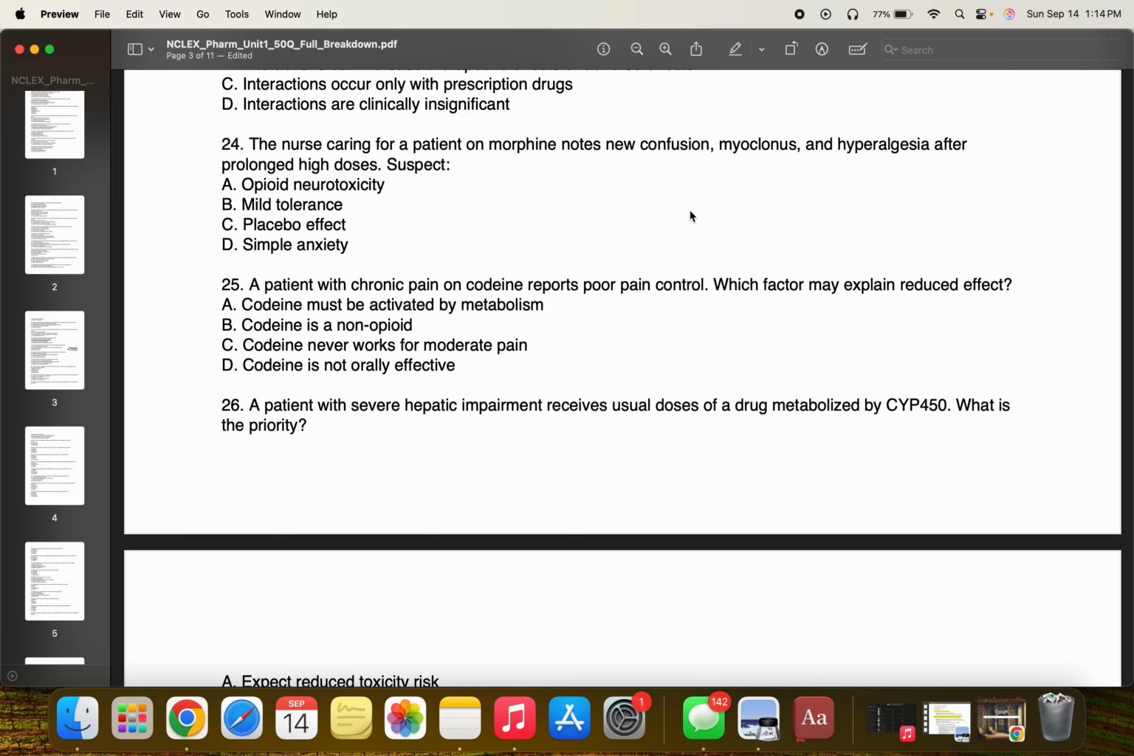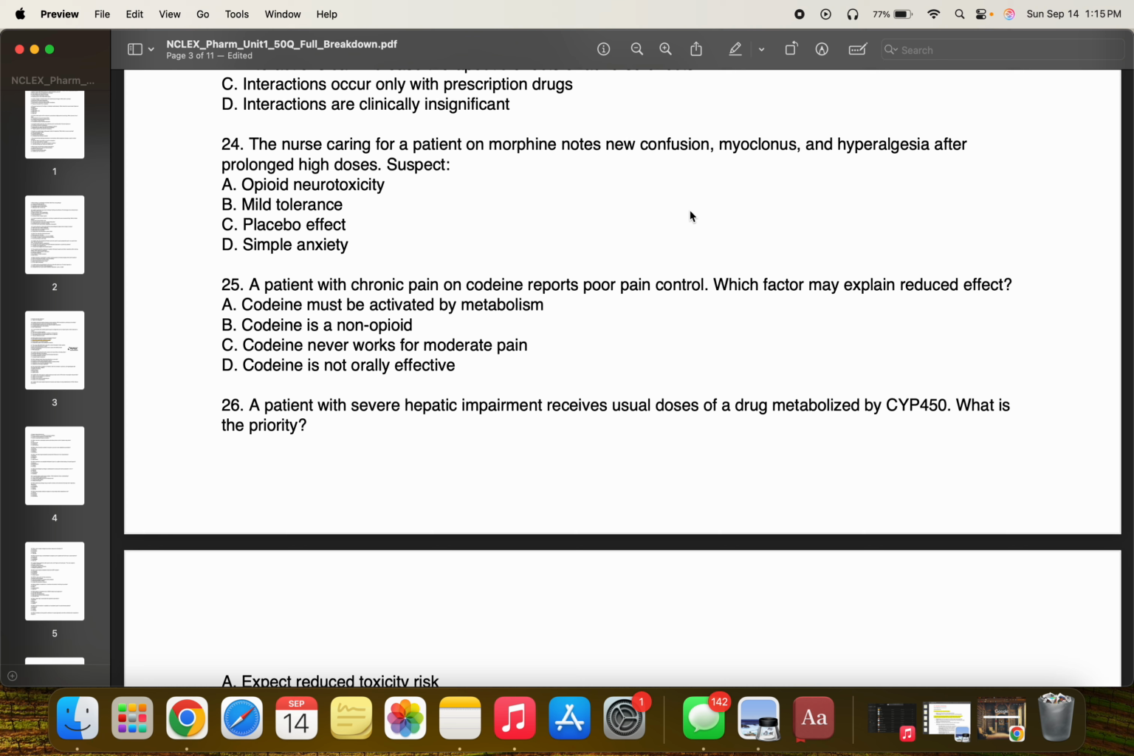Okay, a patient with chronic pain on codeine reports poor pain control. Which factor may explain reduced effects? Codeine must be activated by metabolism. Codeine is a non-opioid. Codeine never works for moderate pain. Codeine is not orally effective. One of these things is not like the other. Codeine is an opioid. Codeine is literally an opioid and is for mild to moderate pain. No, it's for moderate to severe pain.